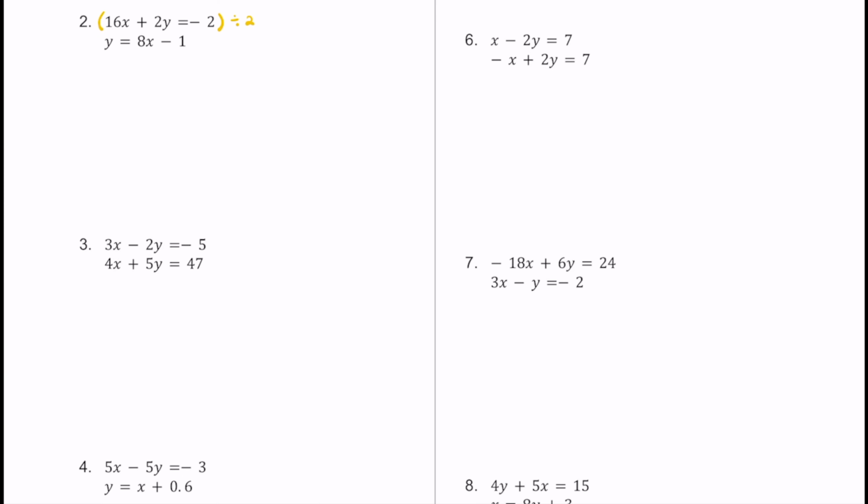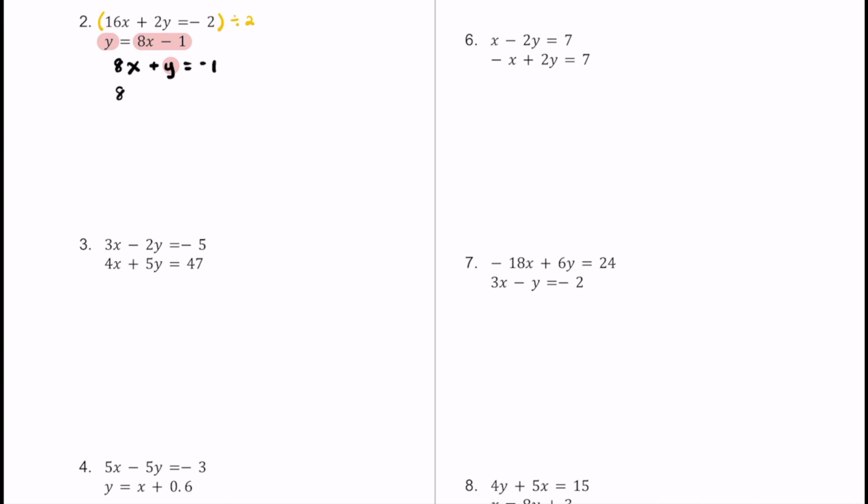So dividing everything by 2 in that top equation, we're going to get 8x plus 1y is equal to negative 1. Okay, so let's see what we're going to do next here. Now notice how this y again is equal to this expression of 8x minus 1. So let's maybe make a substitution and replace this y in the top equation with that expression.